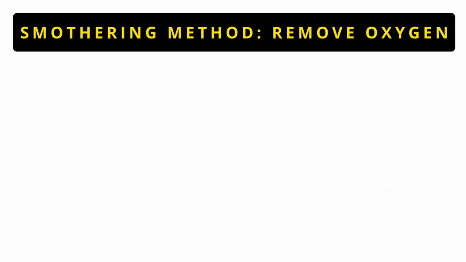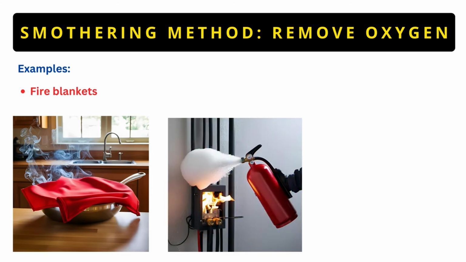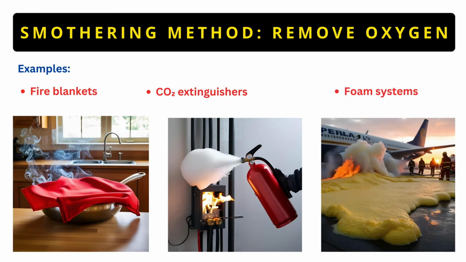When cooling is inappropriate, we turn to smothering, cutting off the fire's oxygen supply. In home kitchens, you've probably seen fire blankets. These non-flammable sheets are perfect for smothering small pan fires by creating an airtight seal. In sensitive environments like server rooms or laboratories, CO2 extinguishers are ideal because they displace oxygen without leaving any damaging residue, and at airports or refineries, you'll find massive foam separation systems that blanket fuel fires with a thick, oxygen-excluding foam layer. The science here is straightforward. No oxygen means the chemical combustion reaction simply can't continue.